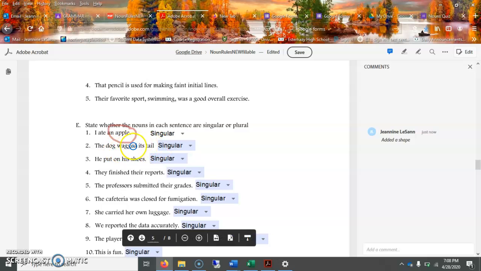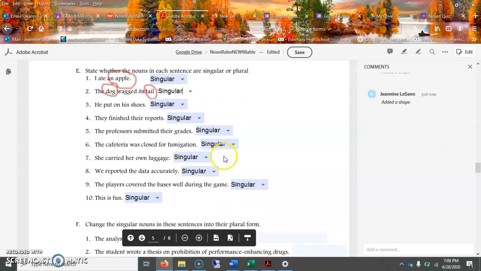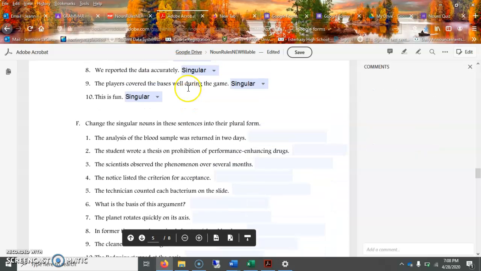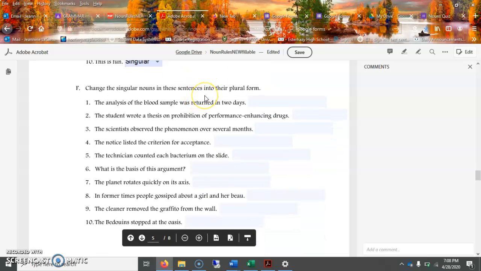So next, the dog wagged its tail. You would determine what the nouns are, and there's actually two in this sentence. The dog, ooh, I'm in the wrong thing. I'm gonna delete. So the dog wagged its tail. And both of those are singular. One dog, one tail. Okay, so I'll let you complete the rest of those. And that is on your quiz, so you can check if you're right on the quiz.